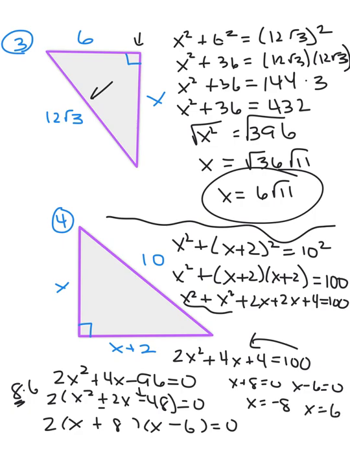Now again, if I look back at my diagram, I have one side has a length of just x, so I know that it can't be x is equal to negative 8, because that would be a negative value. So I know my final answer for x is 6. So if I go back to my sides, I can say this side has a value of 6, and this side has a value of 8, because I have x plus 2 and x as a value of 6.